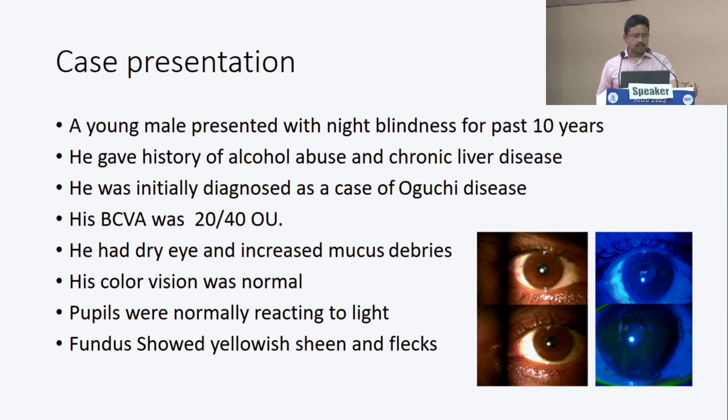So a young male presented with night blindness for past 10 years. He gave history of alcohol abuse and chronic liver disease. So he was initially diagnosed as a case of Oguchi disease. And at presentation his vision was 20/40 in both the eyes. He had dry eye and increased mucous debris. His color vision was normal, pupils were normal, and fundus showed yellowish sheen with flecks.